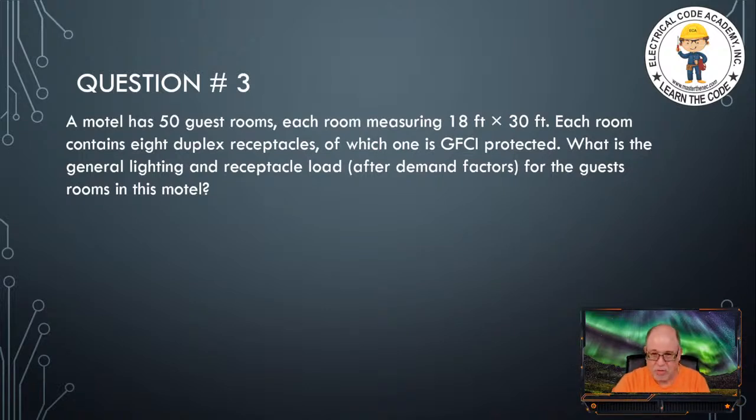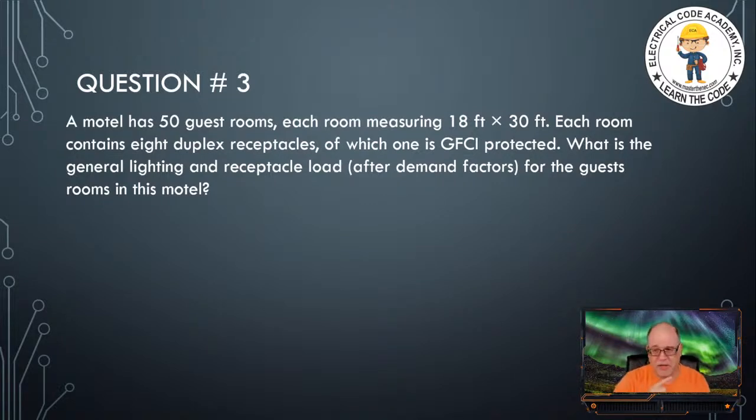So the first thing I want to do is find the square footage for one room. And that one room is 18 by 30. So I'm going 18 times 30, and that is 540 square feet. Now we've got 50 of them. So I'm going to take that 540 and multiply it by 50, and that is 27,000 square feet. Okay, so that's the total square footage we have for these guest rooms in this motel. So you can just write that down.